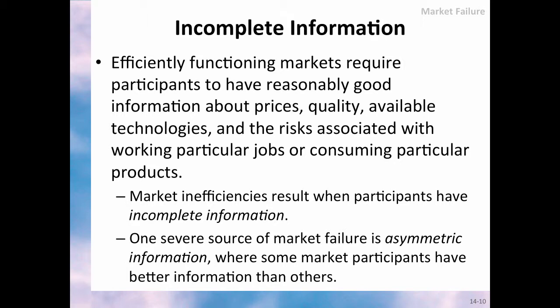One important source of market failure is called asymmetric information, where some market participants have better information than others. An example of this is when you go to a car dealership. The seller, of course, has better information about the status of a used car than you as the buyer.